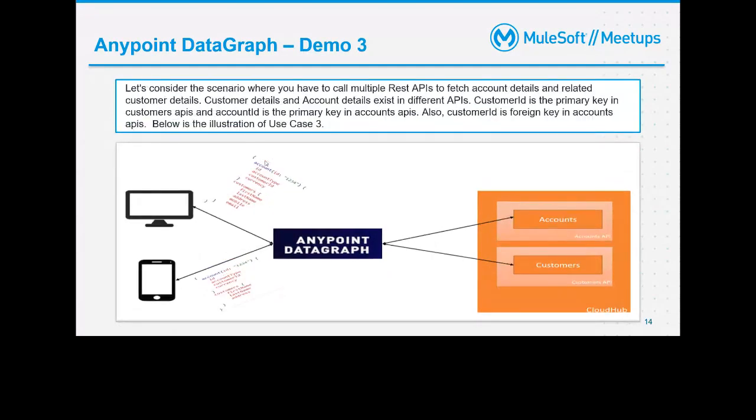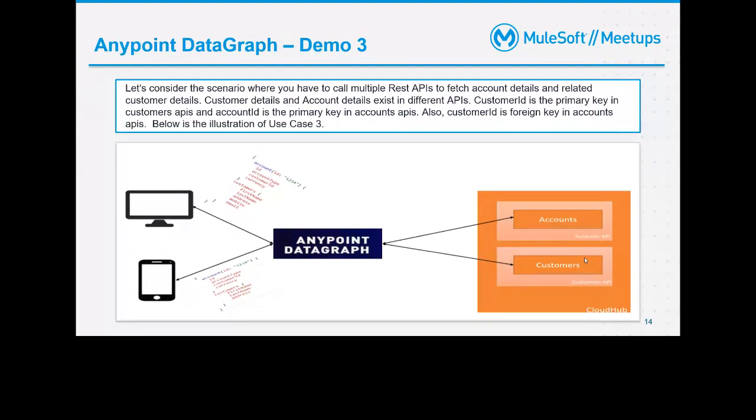The third scenario is a very good one, where there is a concept of foreign key and primary key. In this case I have an accounts API and a customer API. These are two separate APIs, with accounts as an endpoint in one and customer as an endpoint in the other. The requirement is that I have account detail in one API and customer detail in the other, but with the account I have to send the related customer information to the client.